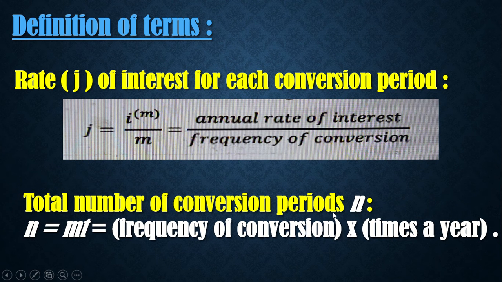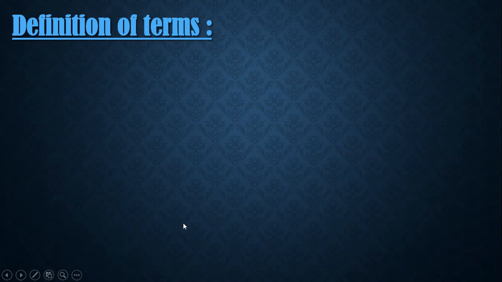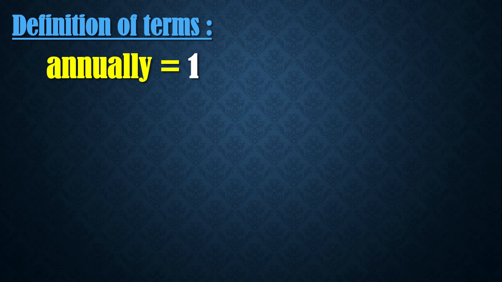Total number of conversion periods n. So our n is equal to mt, or frequency of conversion multiplied by time in years. There are things we should remember when we see this in a problem regarding maturity value, compounding m times a year. When it says annually, that is 1. Or yearly, that is equivalent to 1.